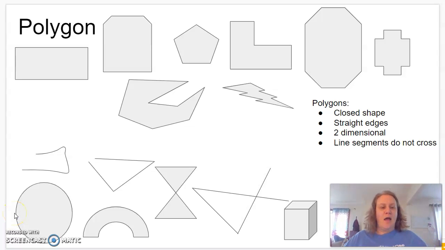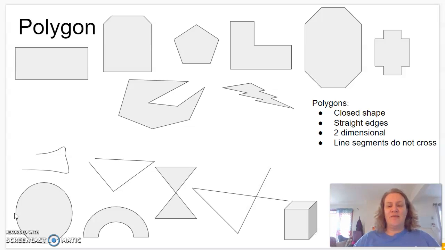Hello, friends. We are going to look at special quadrilaterals and polygons today. I'm still looking at finding the area of these things. We spoke about polygons before we broke for spring break when we were still together.